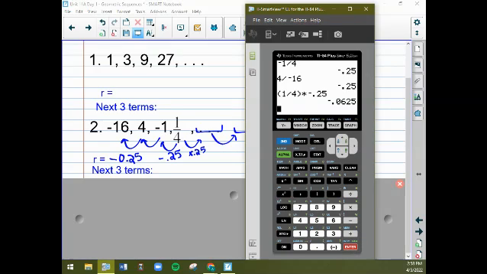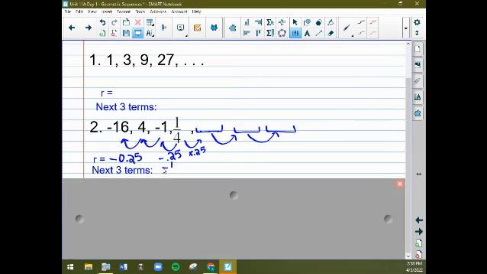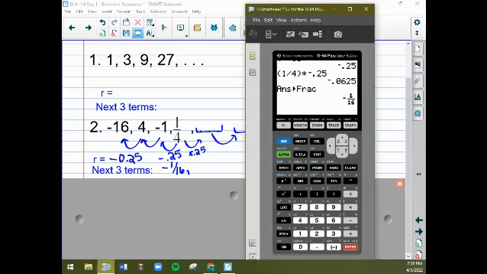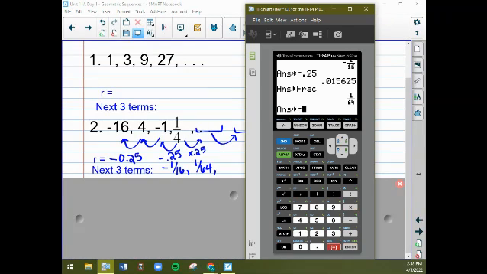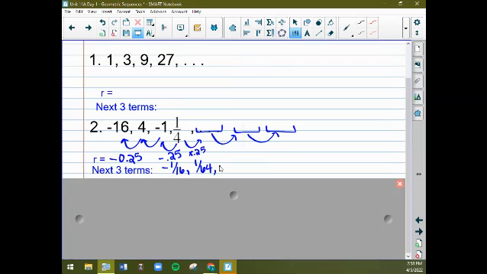I can convert my decimal back to a fraction by pressing math, and then enter, enter. I get -1/16. Okay? Then again, I'm going to multiply that, just hit multiply by -0.25. And I'm going to get the decimal, and then I can convert that back to the fraction, +1/64. Okay, and then my next term, multiply by -0.25, and I get that decimal, convert it back to a fraction, -1/256.